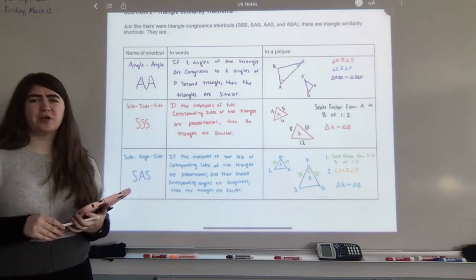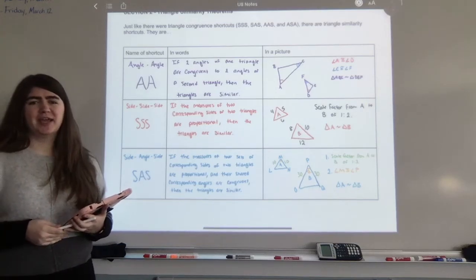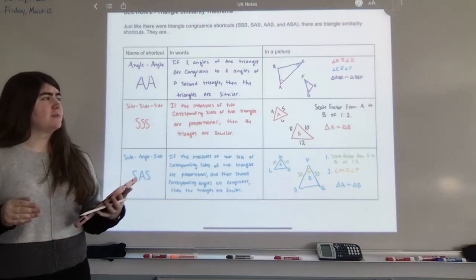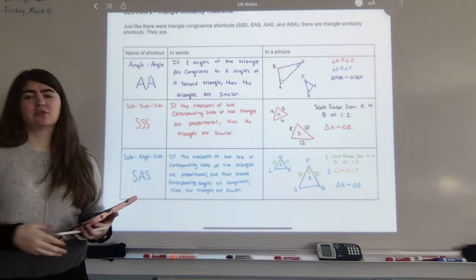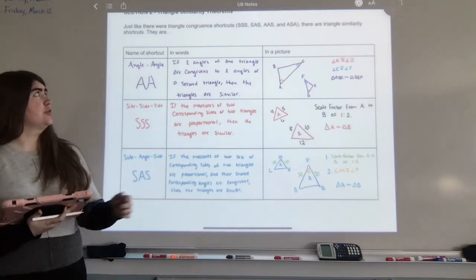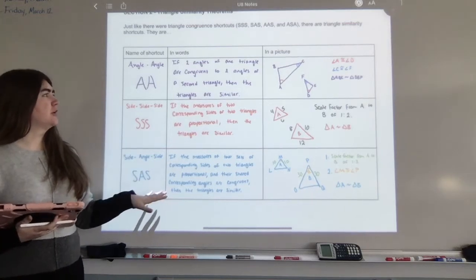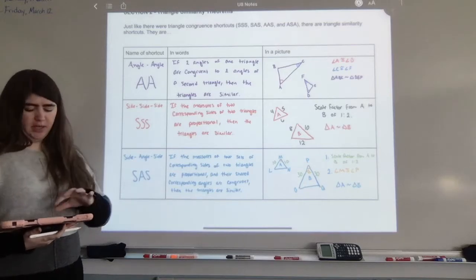Hello everyone, today we are beginning section 2 of Unit 8. Unit 8 is all about triangle similarity, and section 2 is where we begin to prove that two triangles are similar. In order to do so, we have three new theorems that we're going to be using, and we'll go through these here.